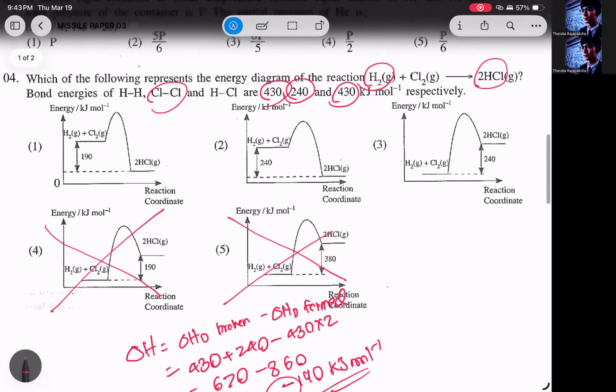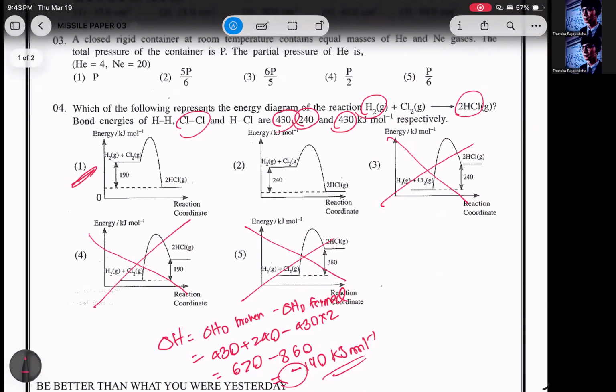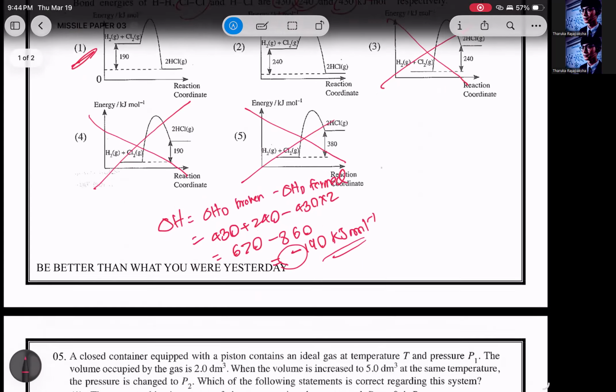This one also can't be. This one also can't be. So the only possible answer here is answer number 1. That's all you have to do in that question. So it's not hard. It's just application of normal chemistry knowledge and a little bit of common sense you have to have here, right?